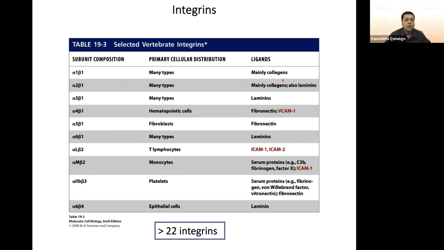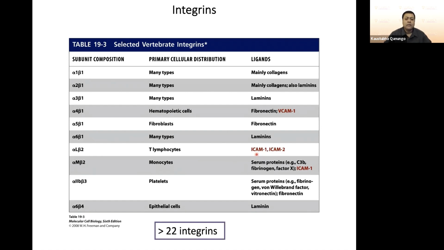It still binds collagen, but it now can still bind to laminin. So just remember these first two examples. And then remember another specific one right here, because we are going to discuss this in detail. If you have an alpha L, meaning alpha long, and beta 2 configuration of the integrin, they are found on ICAM1 and ICAM2.